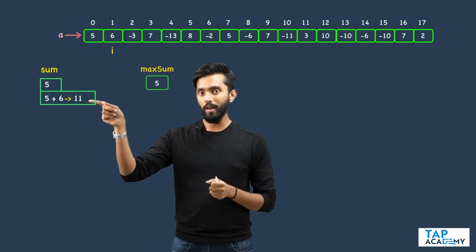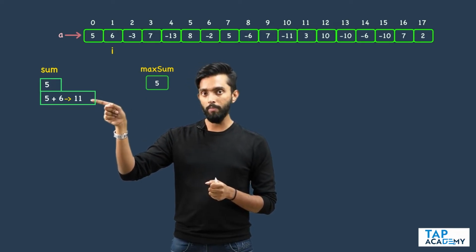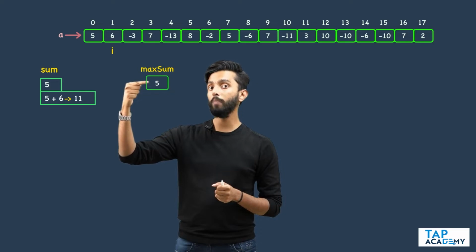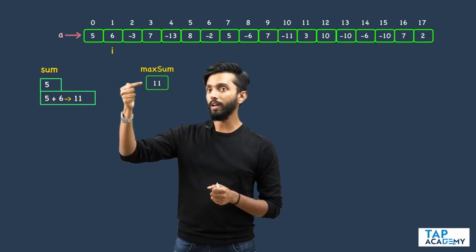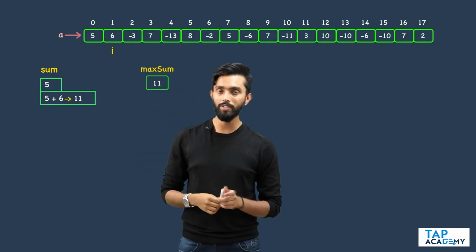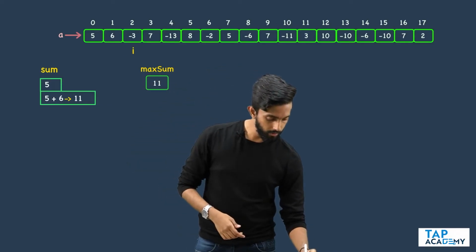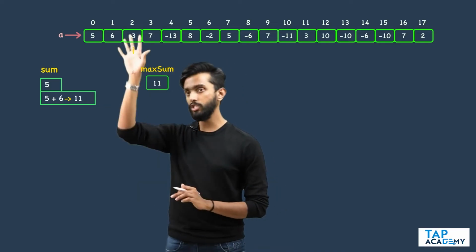Now, what is the sum? 11. Whenever you get a sum, check whether it is greater than the max sum. Is it greater than the max sum? Yes. If it is greater than the max sum, update it. Max sum becomes 11. I hope you are able to understand. I moves forward. Now the next businessman.